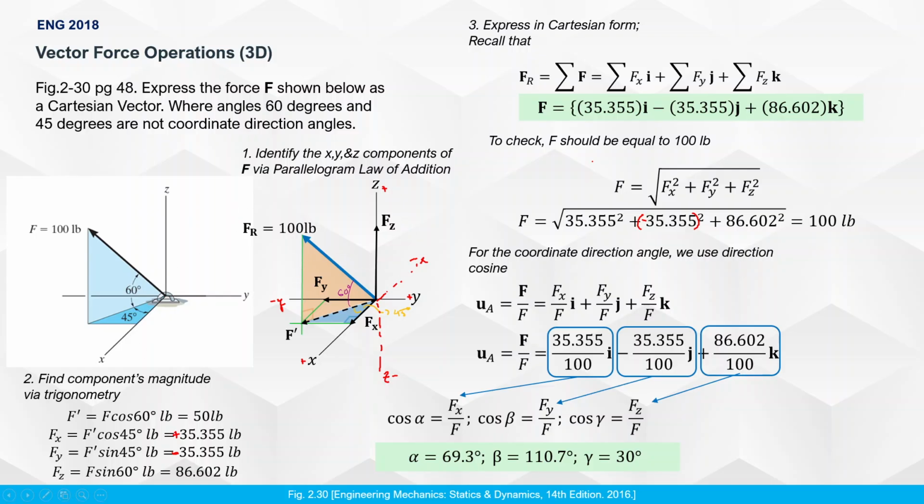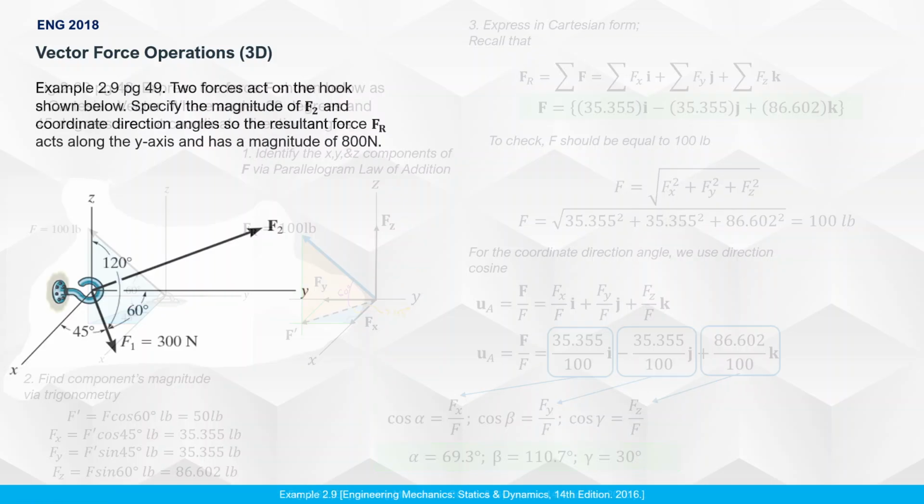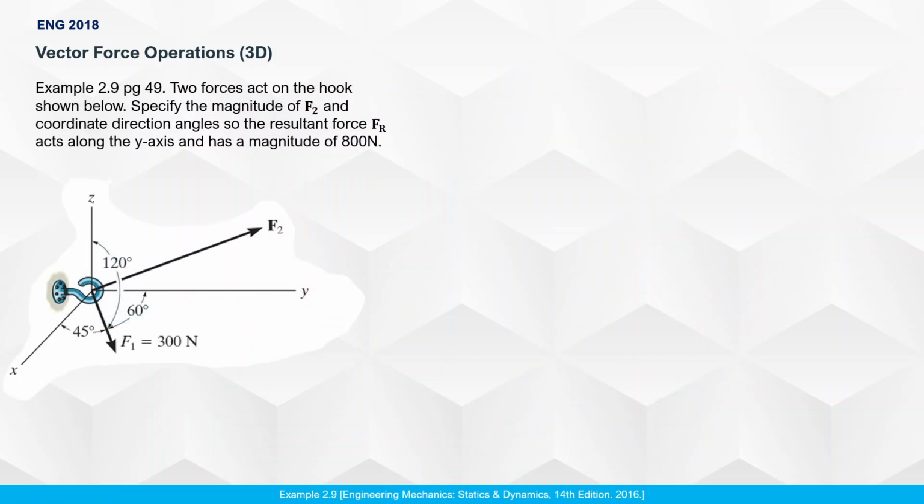What if there are more than one? What if sabihin natin meron tayong dalawa? Okay, in this example, we have example 2.9, page 49. We have two forces act on the hook shown below. Specify the magnitude of force 2 and coordinate direction angle so that the resultant force Fr acts along the y-axis. Very important detail, acts along the y-axis and has a magnitude of 800 newtons.